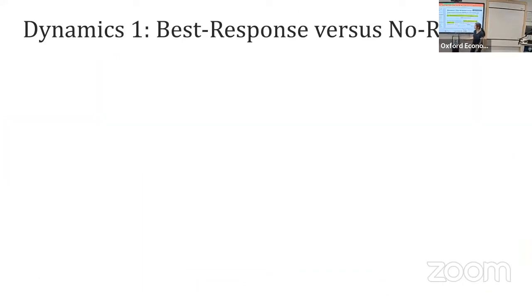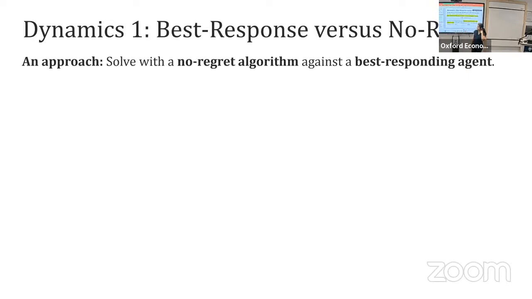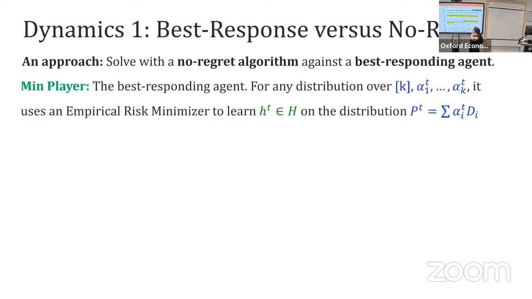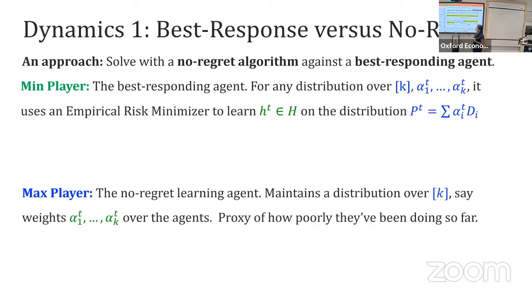I described three different dynamics. Let's go from the first dynamics first. So one approach is to have the minimizer algorithm, the min player, be best response, and the max player be no regret. So what that means is that the best response player at every time step, for any kind of distribution that the maximizing player puts over the k different distributions D, is going to have to best respond to it, as in it's going to have to minimize the loss.